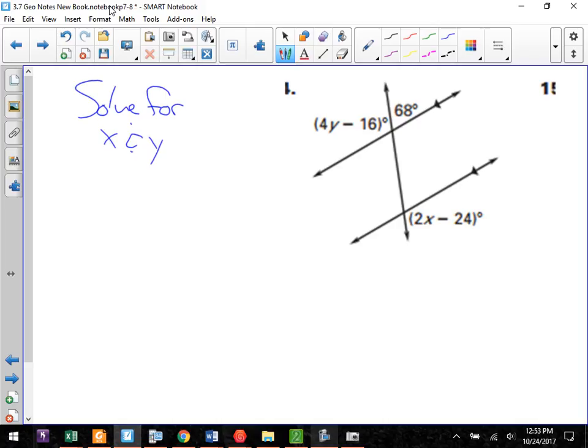One of the two things you can do, you can add 4y minus 16, 68 and set it equal to 180, or what's the supplement to 68? 112. You can set this equal to 112 right away. It's a little bit quicker to do it that way. It works the same way. Add the 16, you're going to get 128 for y. You still get 32.